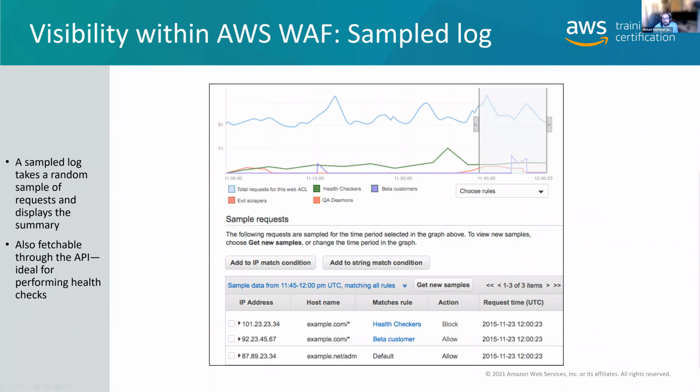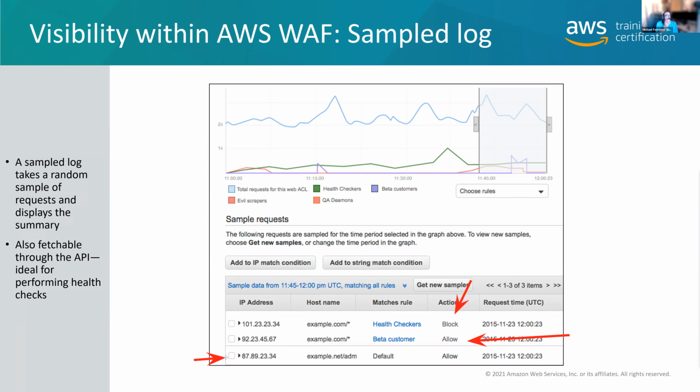That's weird. All right. So notice down here that there's a blocking action, right? Here's an allow action with some beta customers. Although health checkers, why would you block health checkers? Anyway, that's neither here nor there. And then notice that here's the default kind of rule. But here's a sample log.